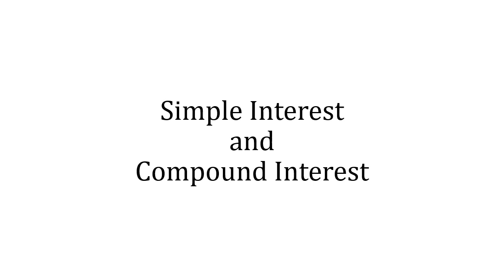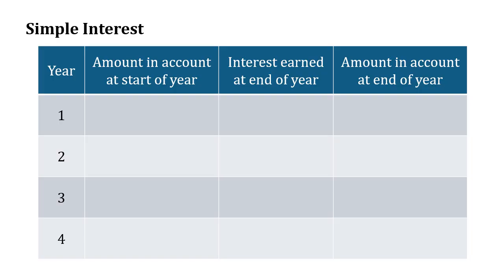In this video, we explain simple interest and compound interest and how they differ from each other. One simple way to do this is to use a table. So we have here 4 columns: the year, amount in the account at the start of the year, interest earned at the end of the year, as well as the total amount in the account at the end of the year. So using an example where $10,000 is deposited into an account, that is called the principal.